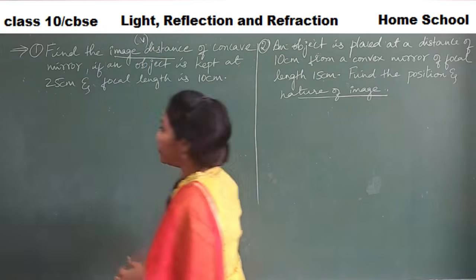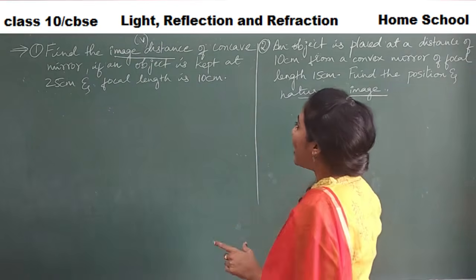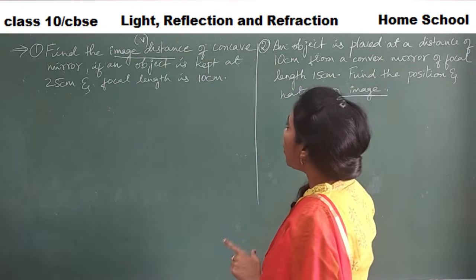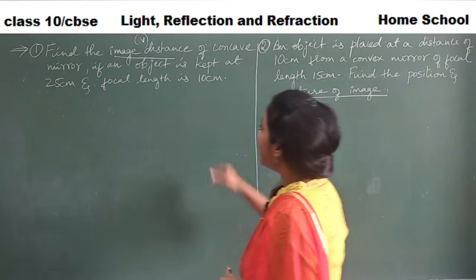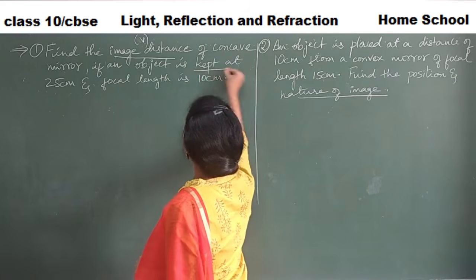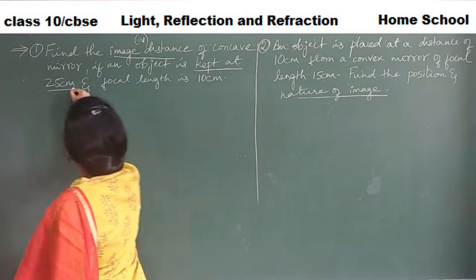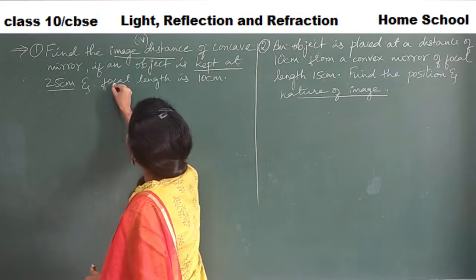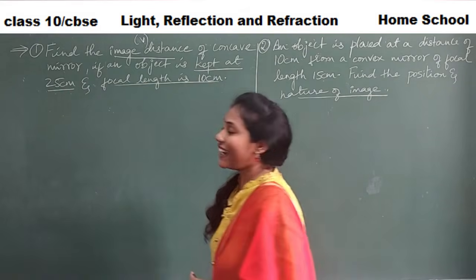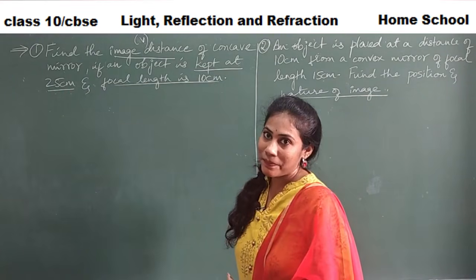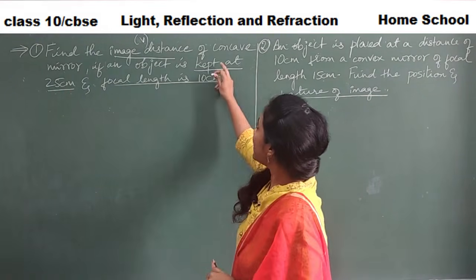V value you have to find, right? Find the image distance of a concave mirror if an object is kept at 25 centimeter and focal length is 10 centimeter. Okay, so which mirror is it?